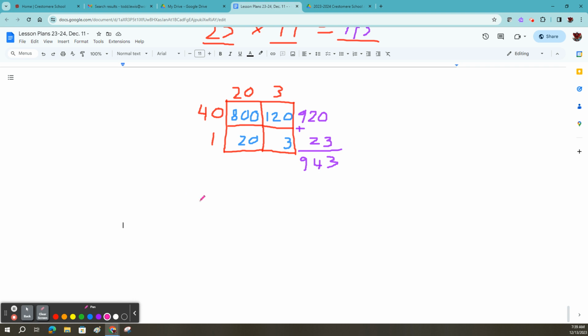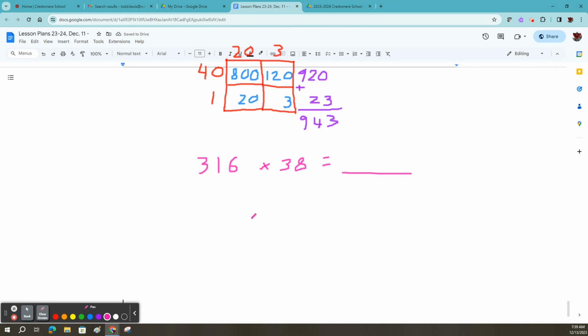We will go, I don't know, let's go 316 times 38. Okay. I do not know what that product is going to be just by looking at it. Let's use the old box method.